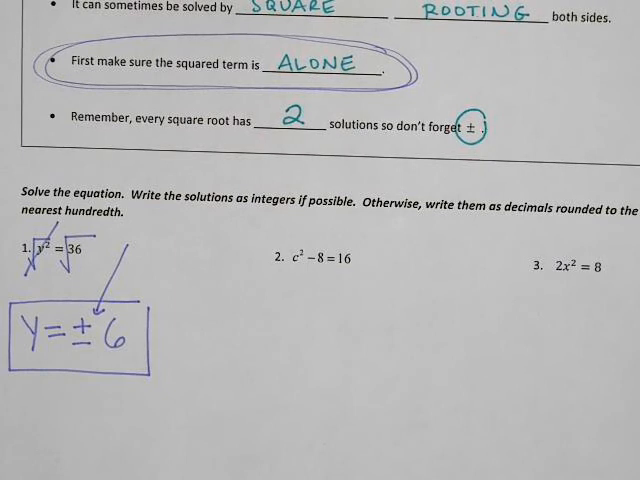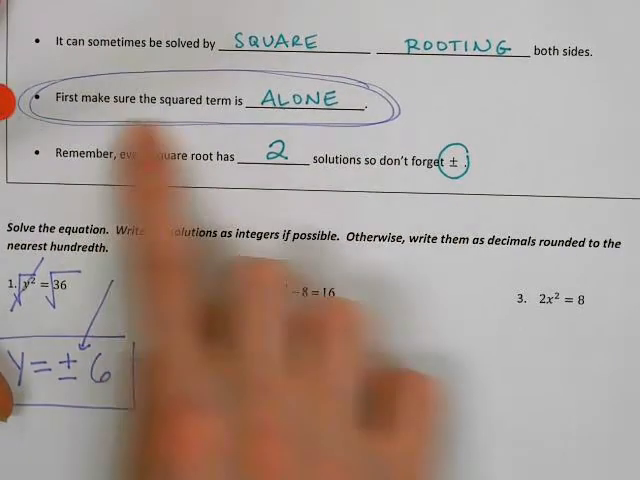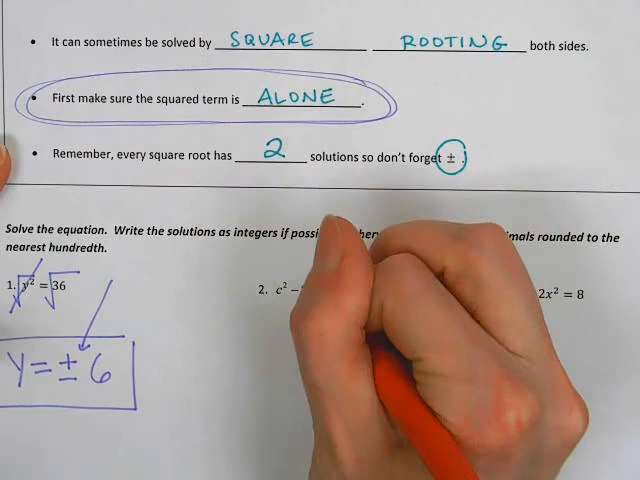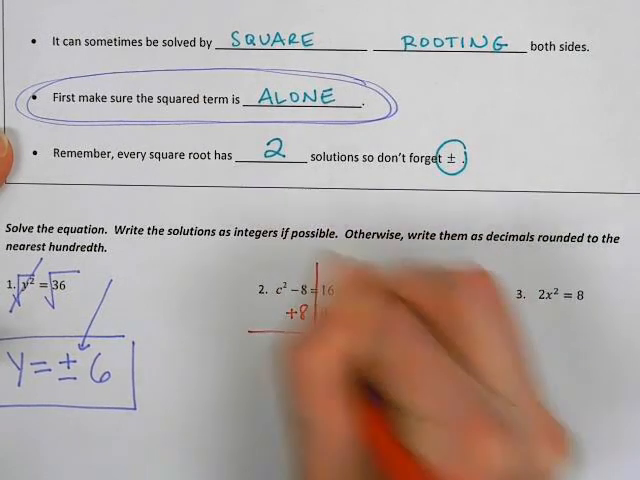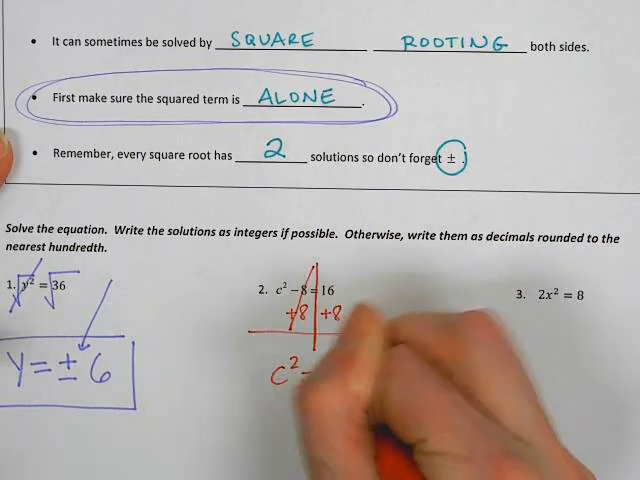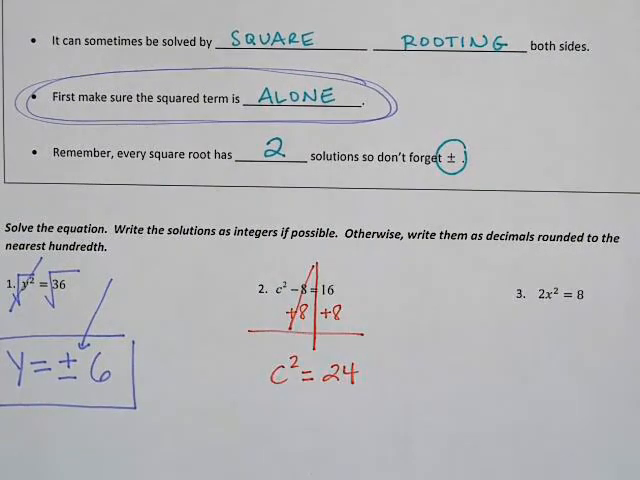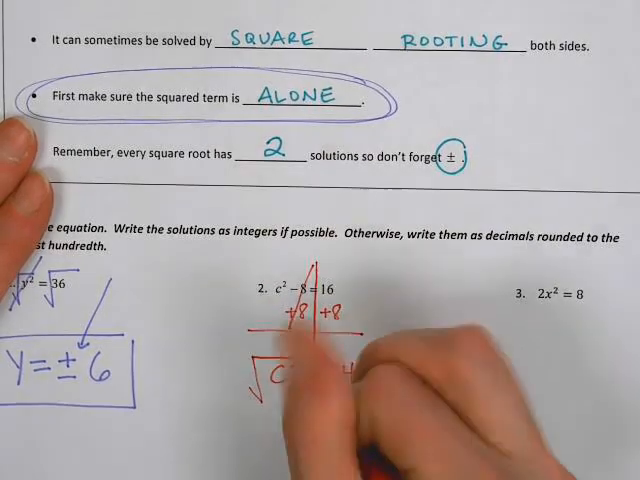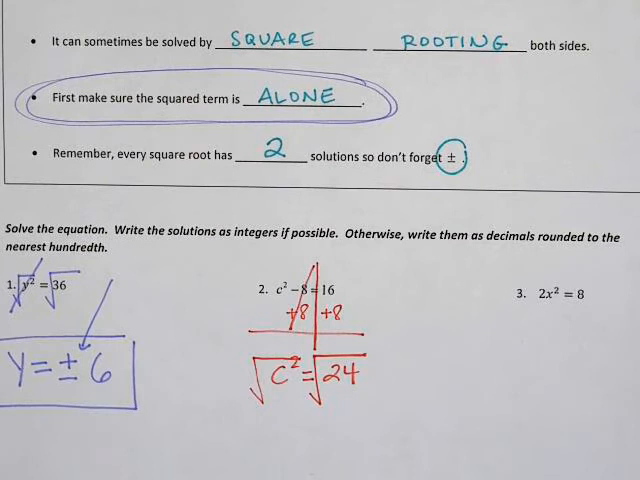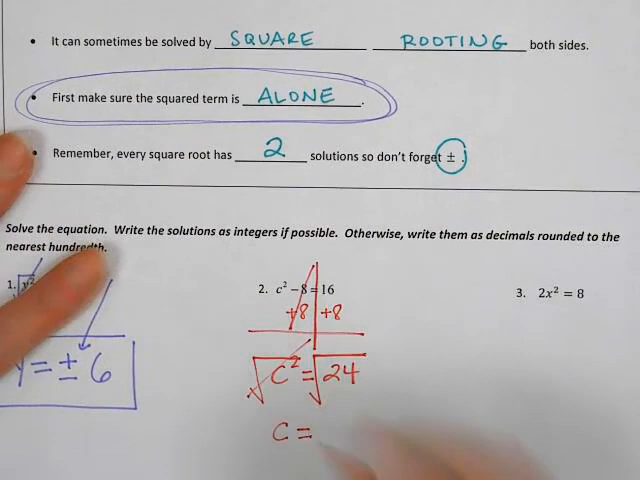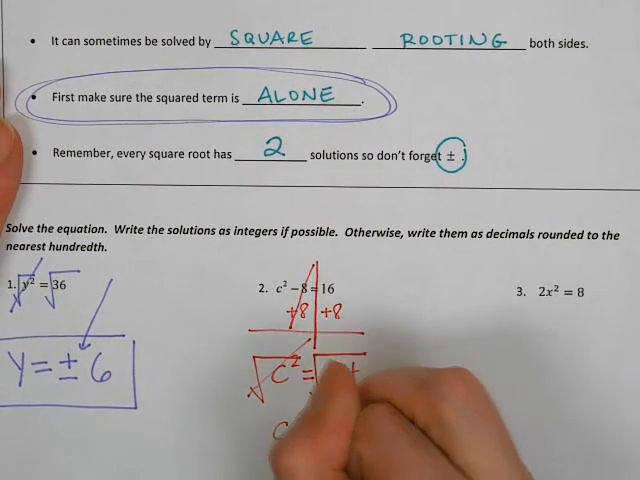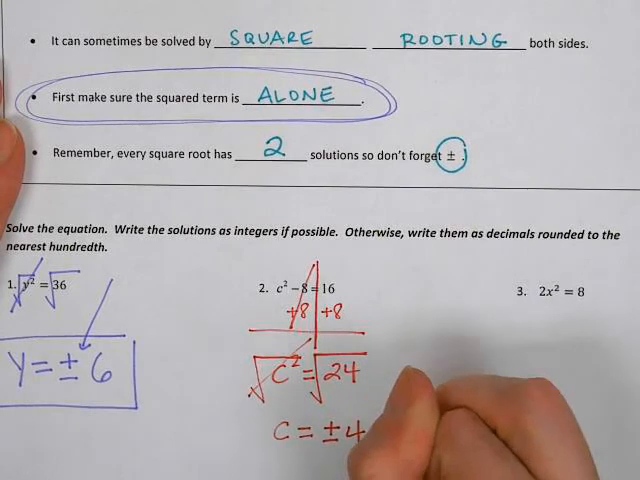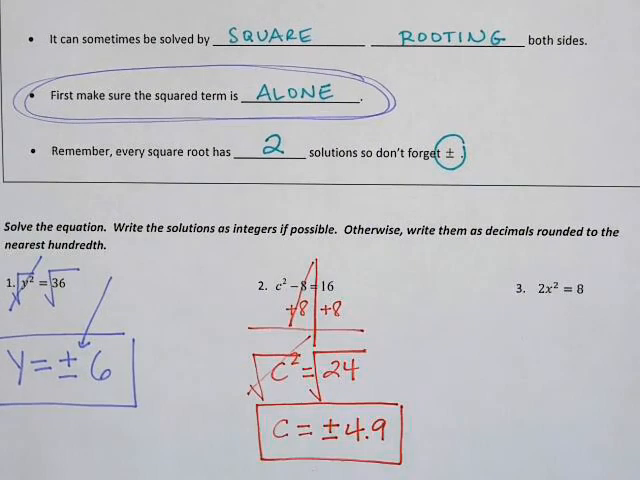You always got to remember to put that plus or minus when you square root something. Okay, number 2, make sure the squared term is alone first. So on this one, we have to draw the wall and we have to add the 8 over first, because you have to get the squared term alone first. Okay, so we have c squared equals 24. And now that it's alone, to get rid of the square, we square root. And then those cancel and we get c. All right, so what is the square root of 24? That's plus or minus 4.9. And I did that in the calculator.